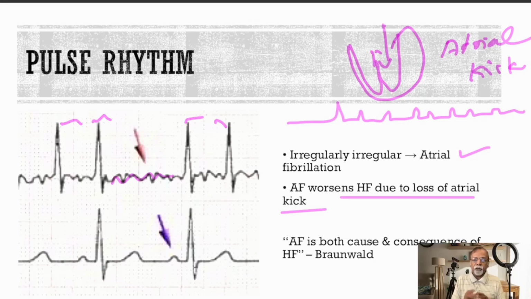Atrial fibrillation is both a cause and consequence of heart failure. AF can lead on to heart failure. At the same time, heart failure can lead on to AF. So it is a cause and consequence. In a patient on a beta blocker or digoxin, heart rate may be controlled and the atrial fibrillation may be missed unless examined for 1 minute.